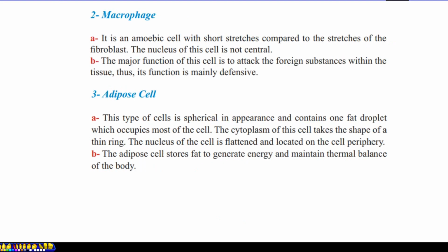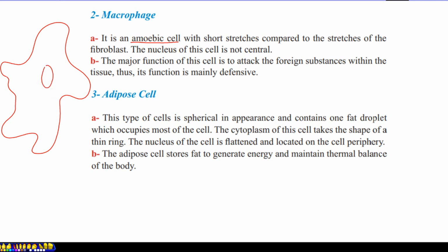So we need to remember that the function of the fibroblast is involved with the production of all kinds of fibers in connective tissue. The second cell, the macrophage, is an amoeboid cell. We know amoebae can change their shape with short stretches, which we call pseudopodia, not permanent stretches, and they are shorter than those of a fibroblast. They simply withdraw like an ordinary amoeba. The nucleus of this cell is not in the center. The major function of this cell is to attack foreign substances within the tissue. The function is mainly defensive.